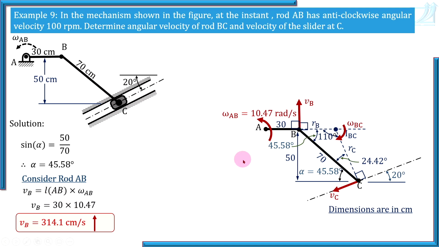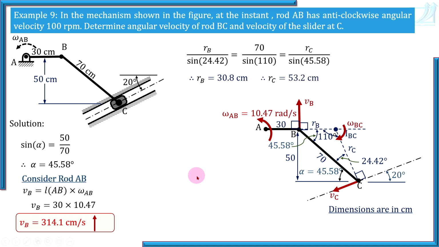Now sine rule. RB divided by sine of opposite angle 24.42. 70 divided by sine of opposite angle 110. And RC divided by sine of opposite angle, that is 45.58. And you will get RB and RC. So this is how we have found out RB and RC.